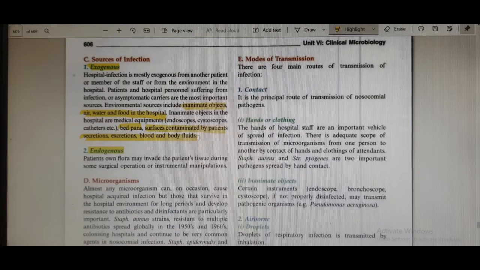Endogenous infection is when the patient's own flora may invade the patient's tissues during some surgical operation or instrumental manipulations. Whenever the surgical operation is over, the dressing should be properly maintained. Otherwise, the patient's own bacterial flora or any other pathogens present on the skin of the patient might penetrate into the surgical area and cause infection or sepsis there. Thereby, wound healing cannot be faster. So that is how the endogenous infection might occur.